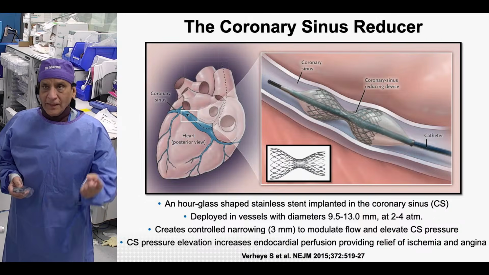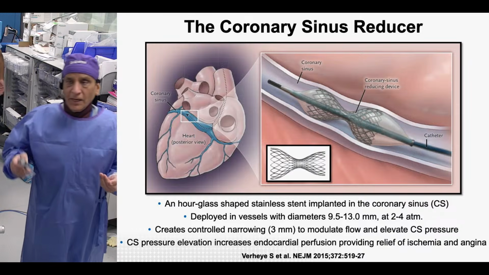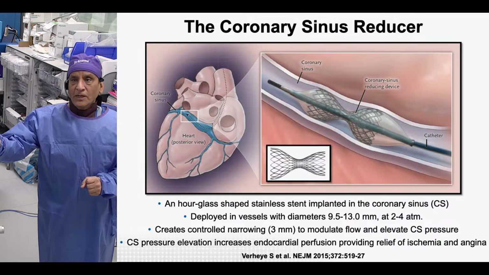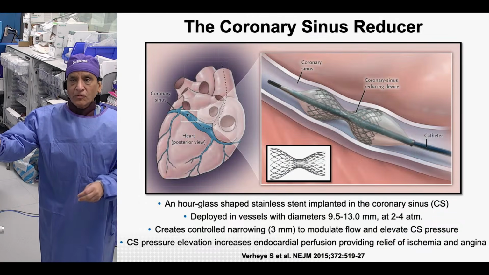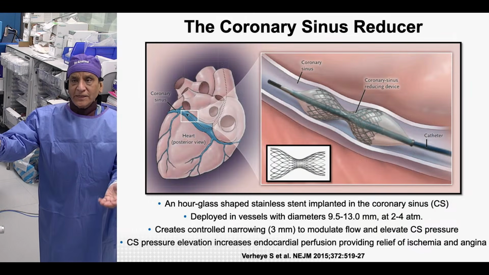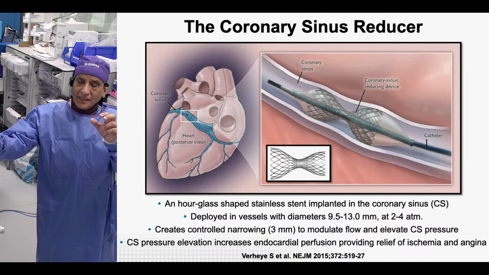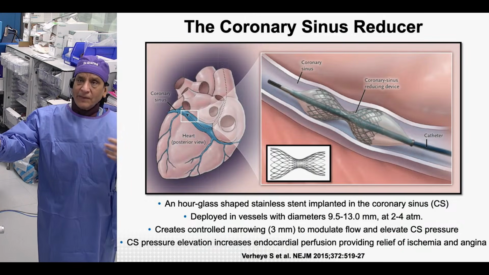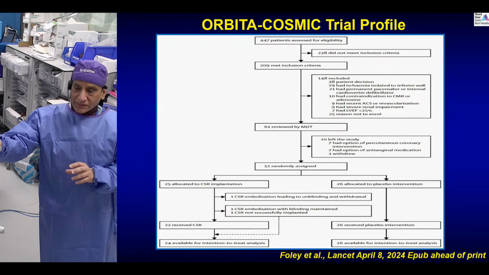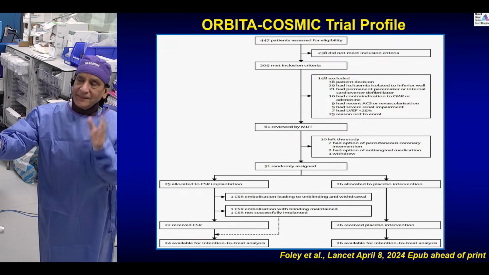Through the vein, you put a device into the coronary sinus, and you get backflow, like retroperfusion of the endocardial blood flow. So the vessel size creates a controlled narrowing of 3 millimeters to modulate flow and elevate coronary sinus pressure. Coronary sinus pressure elevation increased endocardial perfusion, providing relief of ischemia and angina. So the hypothesis is that by putting in the coronary sinus reducer, you increase the myocardial blood flow of the endocardium. And this is where they wanted to do the ORBITA-COSMIC trial to see two things. One, is there truly a benefit for angina? Second, why is there a benefit for angina?